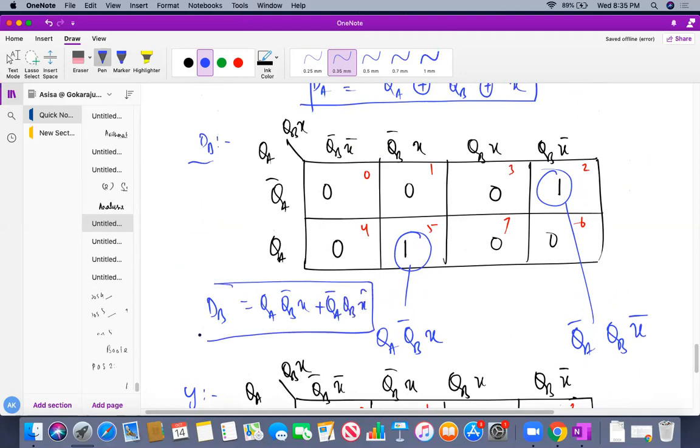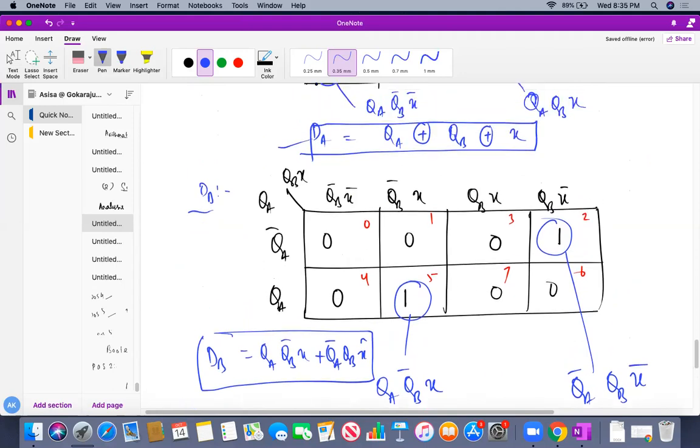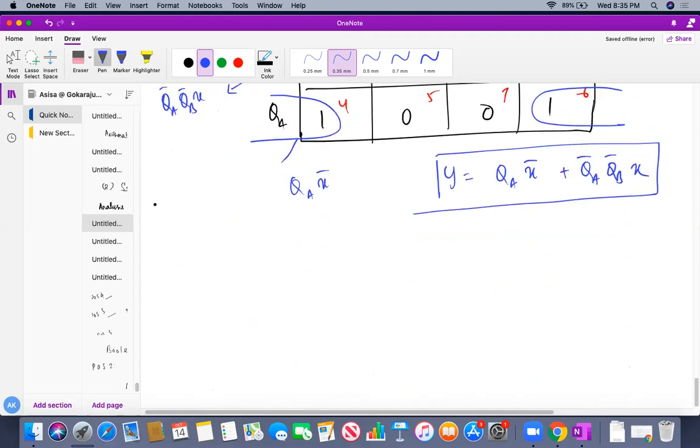So we got this as DB, and this is my DA: QA, QA bar, QA XOR QB XOR X. Now we can draw this final sequential logic circuit, which is step 7. What is my step 7? My step 7 is design the clocked synchronous sequential circuit.